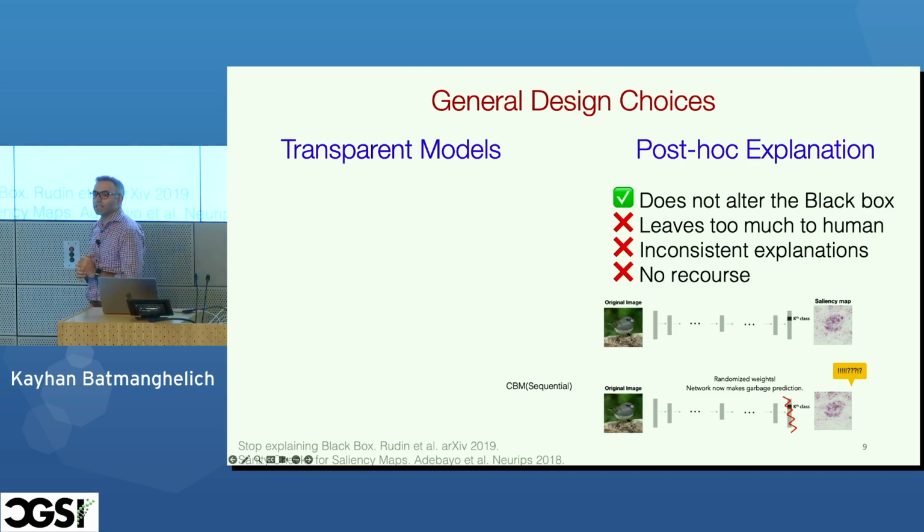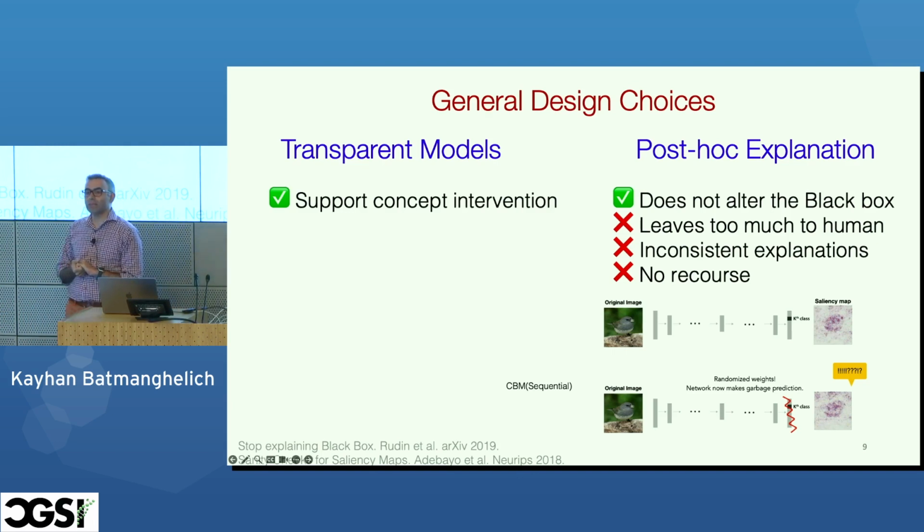Also, there is no recourse. For example, if you don't like some property of the AI algorithm, you find out that it's focusing on something that it shouldn't focus on, what do you do? You have to somehow retrain, recollect new data, or come up with a new algorithm.